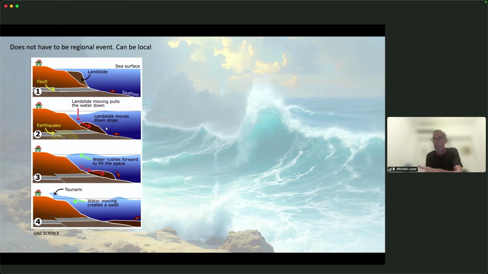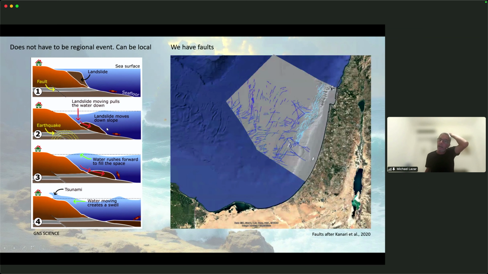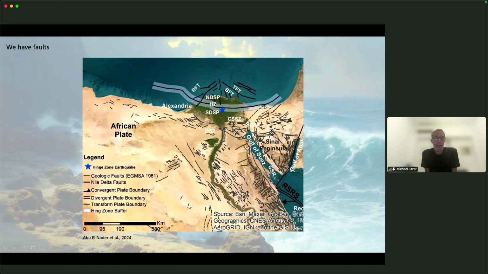We can look close. And looking close by, these are the faults offshore Israel. The light blue faults are on the continental slope. The dark blue faults are the faults that have been mapped in the deeper Levant basin. And looking at what's going on in the Nile Delta, we also have submarine faults: active faults on the delta itself, around the delta, and offshore the Nile Delta. So faults we have.